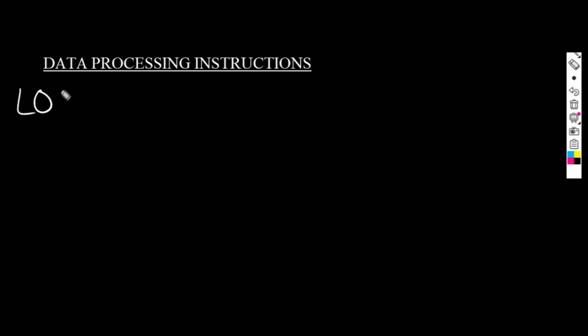Next we have logical instructions. Before you learn about any logical instruction, you should know the truth table of those logics. Let's start with the very first case, that is AND gate or AND logic.